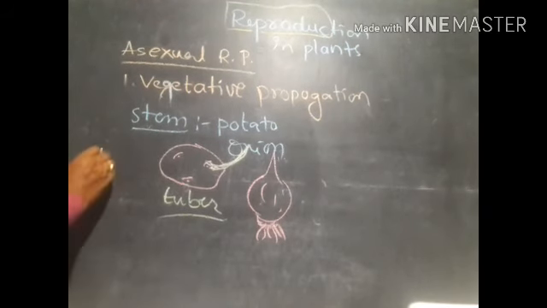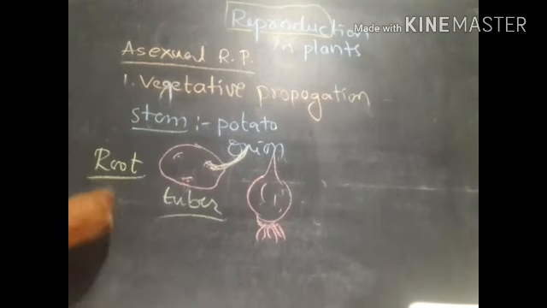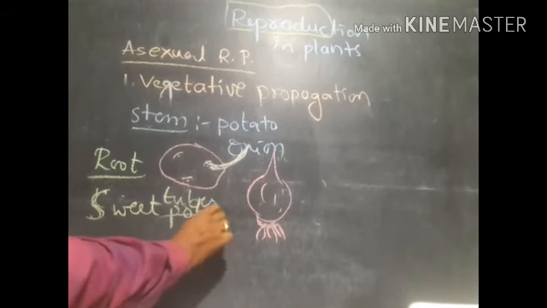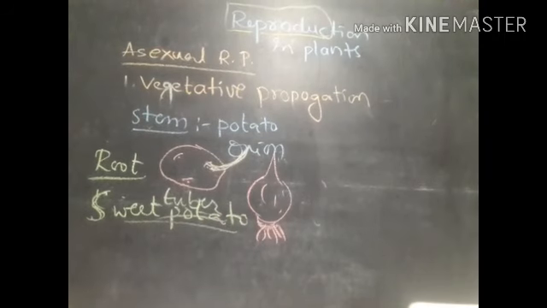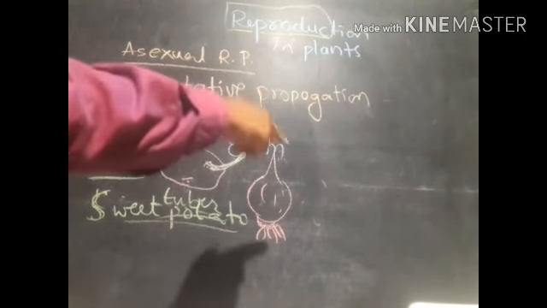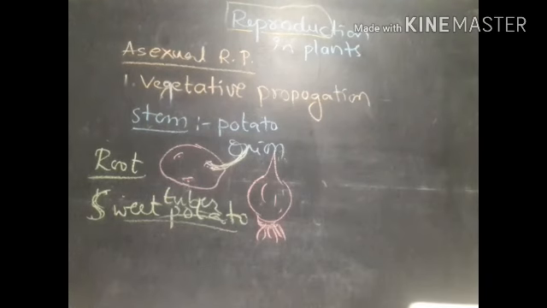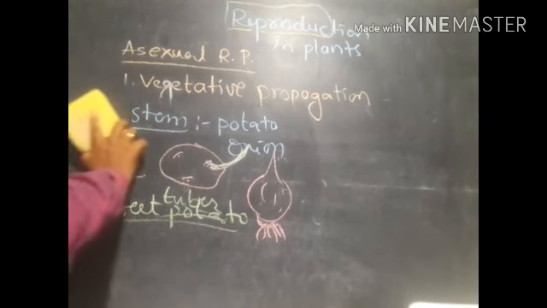Whereas if you take the example of root, sweet potato. So sweet potato root can produce new plant. Sweet potato root, you can see the picture there. So sweet potato root can produce new plant, right? Here, sweet potato as well as dahlia plant also produce new plants through their roots, right? Next, reproduction by the leaves.